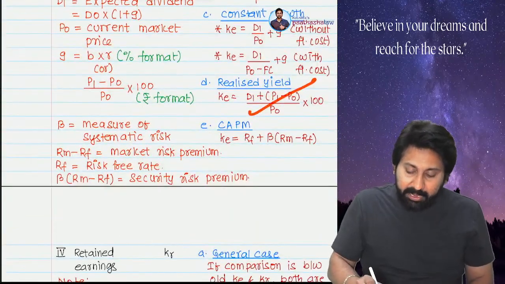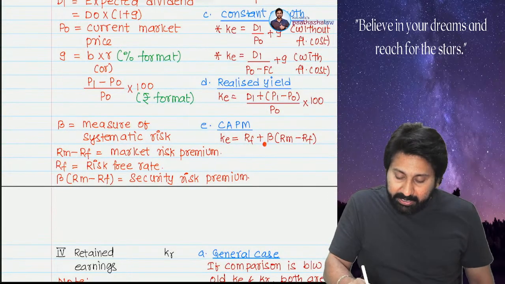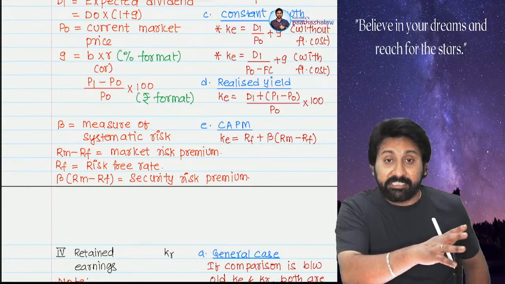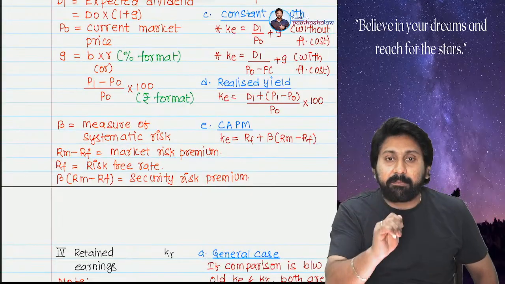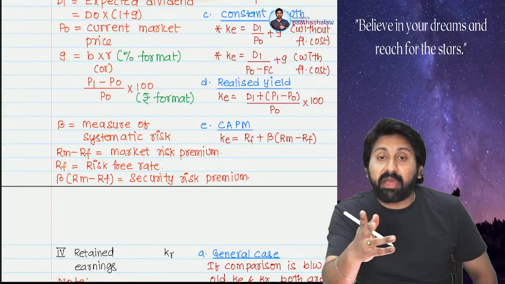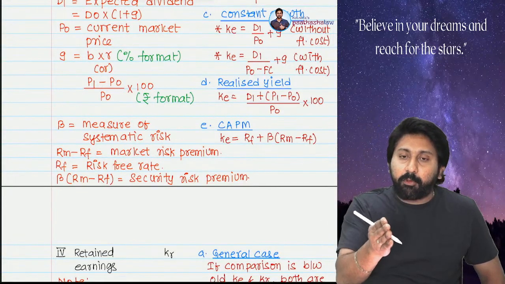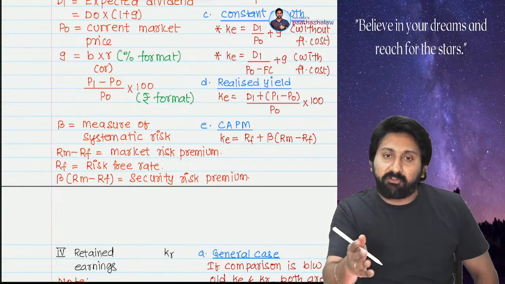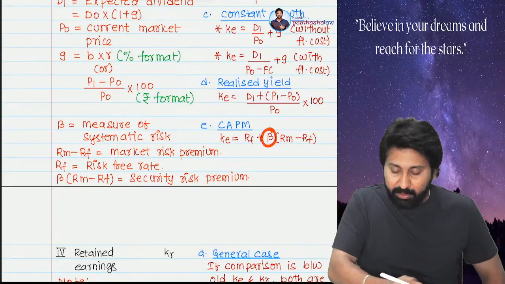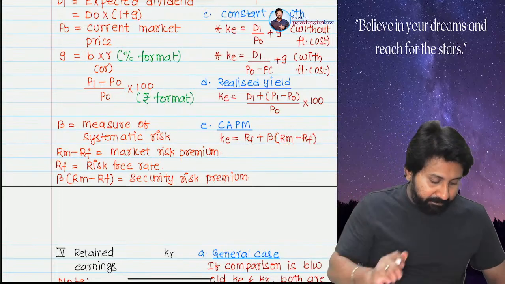Next, CAPM: K equals RF plus beta into (RM minus RF). RF means risk-free rate. Beta means the sensitivity of the security with the market, meaning how much the security will change if there is a change in the market. For example, beta is 1.2. If the market, meaning Nifty points, changes, for example from 100 to 105, so 5 points change, how much will the return on the security change? That's the beta. Beta is a measure of risk. RM minus RF is called the risk premium.